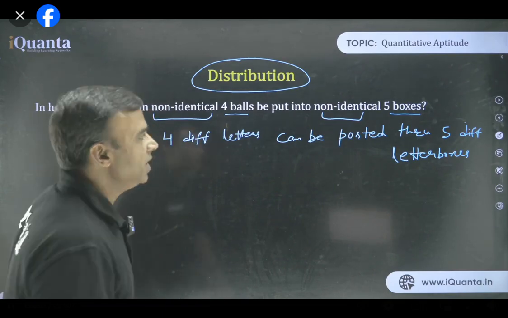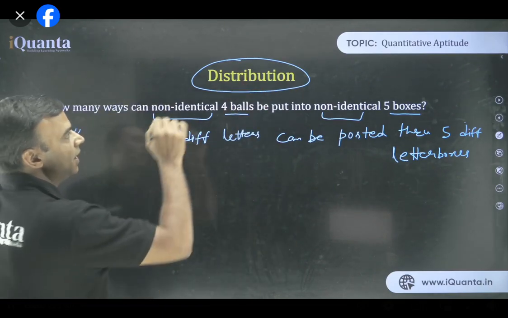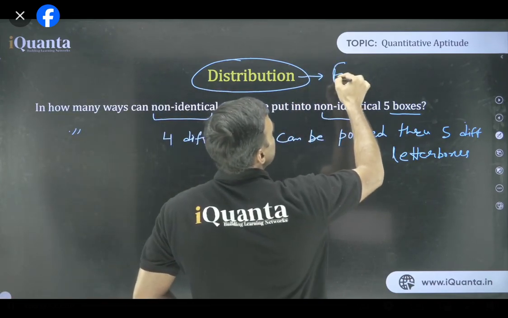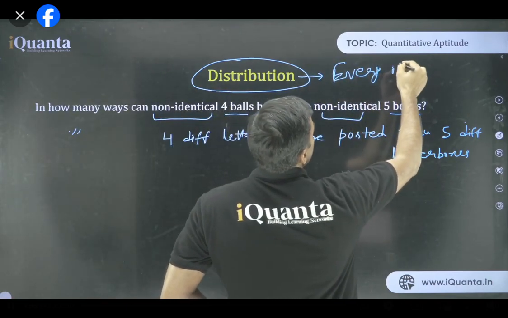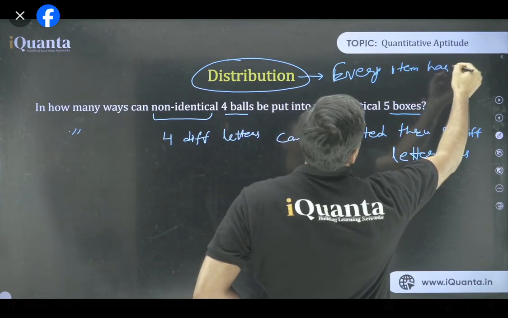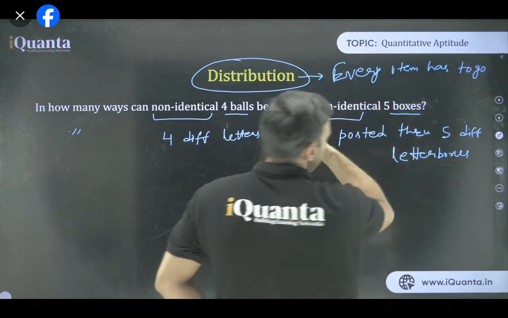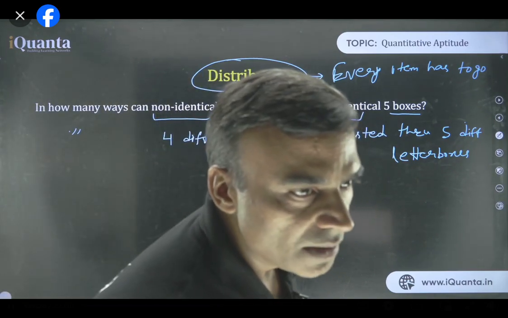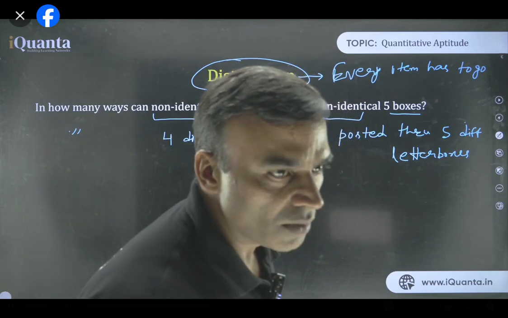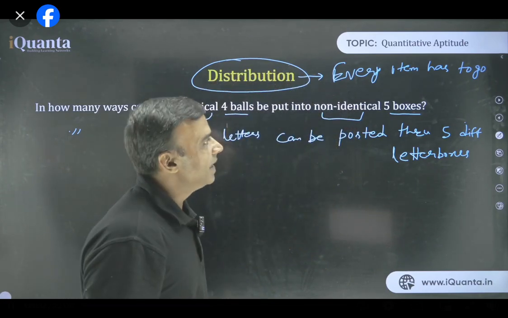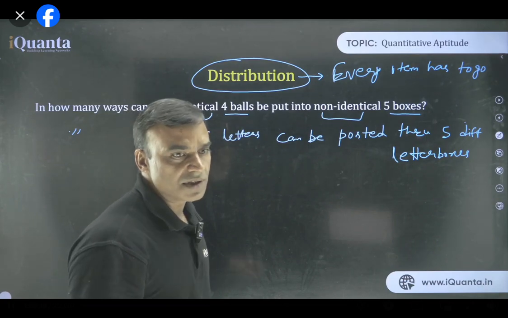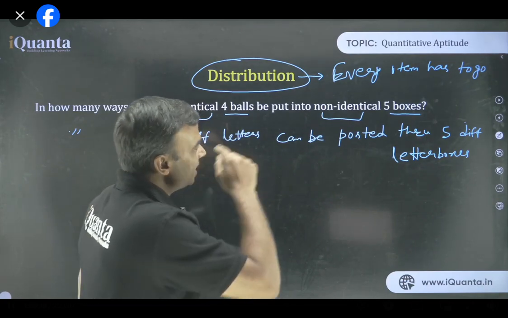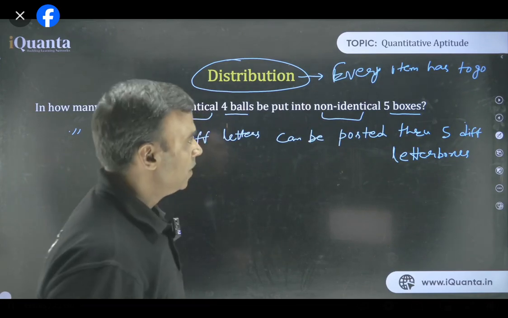You will need to understand the meaning of the word distribution. Please listen to this very carefully. Distribution means every item has to go at any one of the given places. Every item has to go at any one of the places. Listen carefully. Every item has to go. Now, why is it important? Why am I giving so much importance to that? Because that is where you will make a mistake eventually.